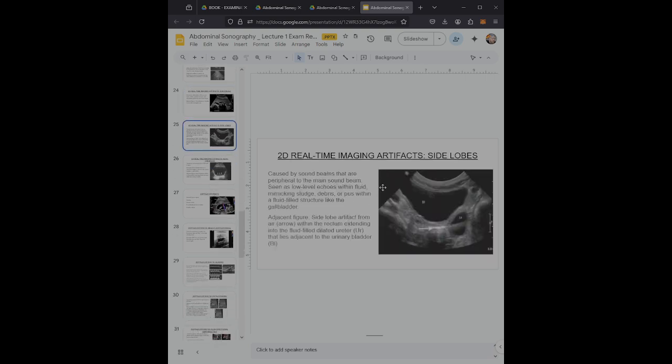Side lobes, sound beams that are peripheral to the main sound beam, such as low-level echoes within fluid, can mimic sludge, debris, or pus within a fluid-filled structure. So in this adjacent figure, we have a side lobe artifact, this arrow here, within the rectum, and it's extending into the fluid-dilated ureter. So there's your ureter, there's your side lobe artifact. This is the bladder.